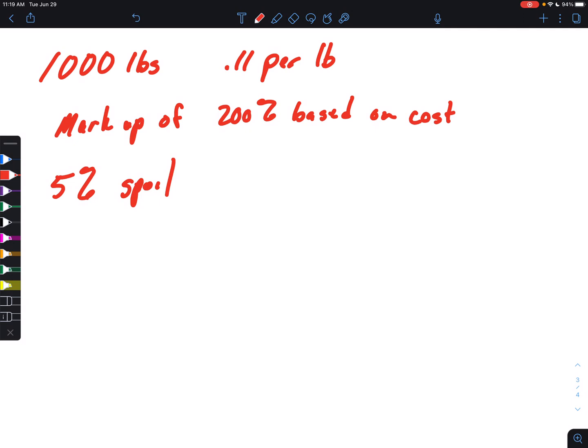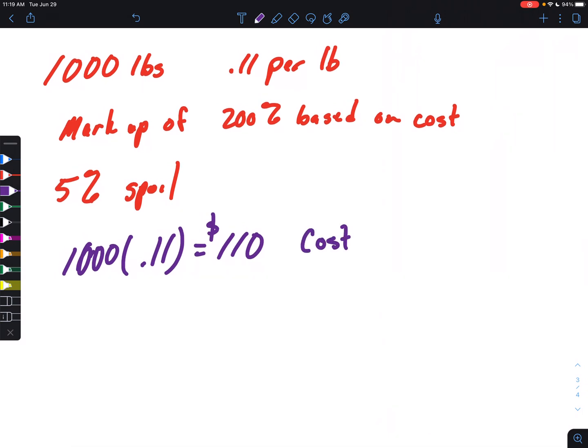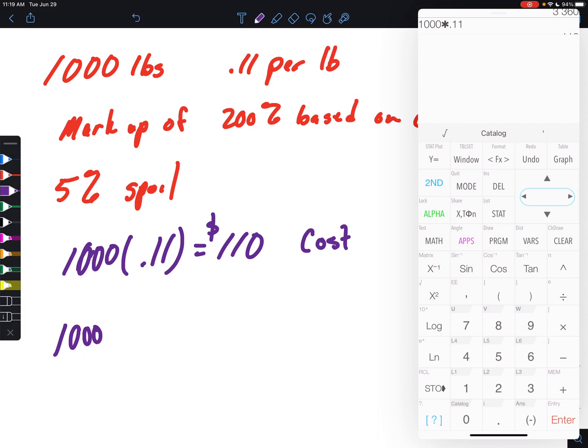So first off, I think you need to figure out, well, how much is this going to cost me? So 1,000 pounds of onions at 11 cents per pound. And we're just going to move the decimal place 3 times, 110 bucks. Okay, so $110 is your cost for these onions. Now 5% of them are going to spoil. So of those 1,000 pounds, you can't sell all 1,000 of them. So of the 1,000 pounds, you know that 0.05 of them are going to spoil. 50 pounds of them are going to spoil. You can't sell 50 pounds of them.